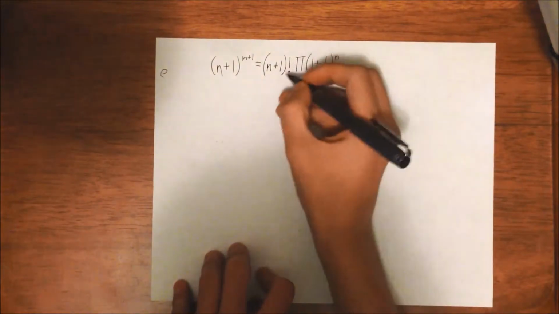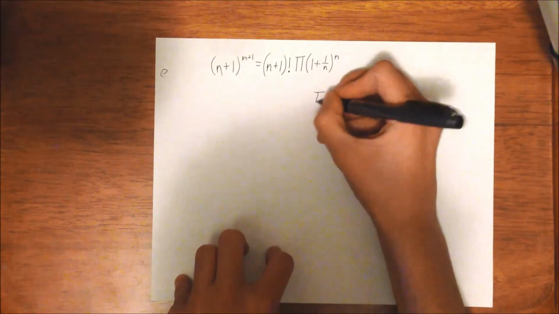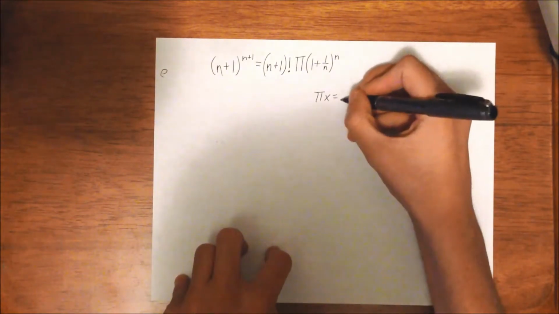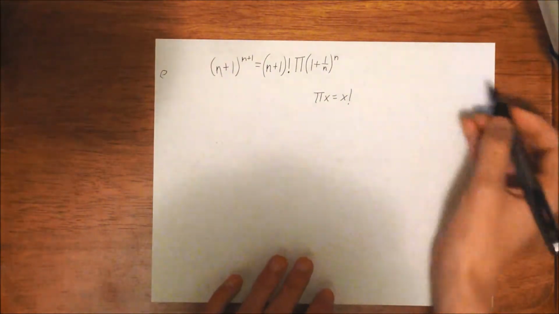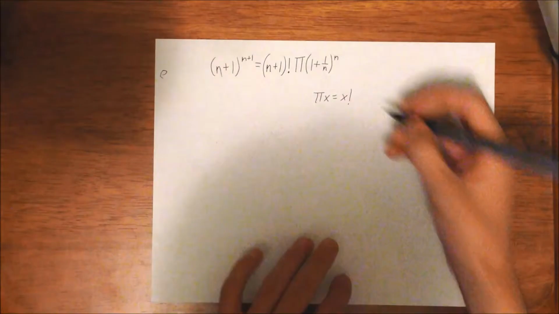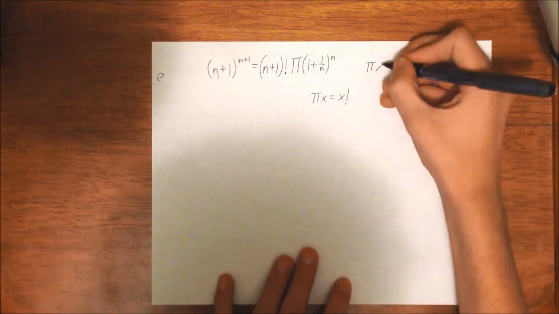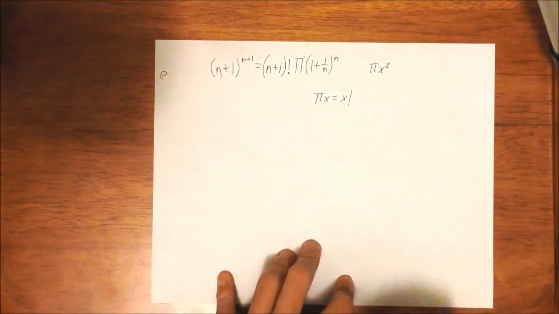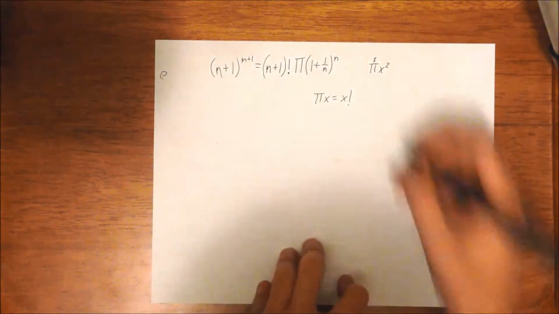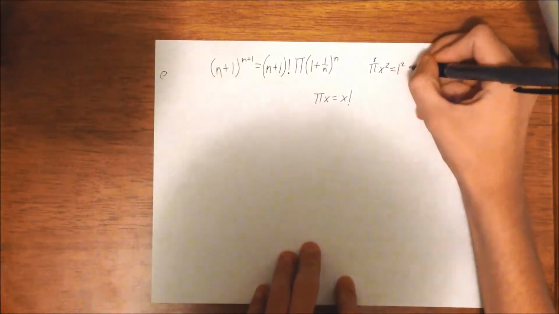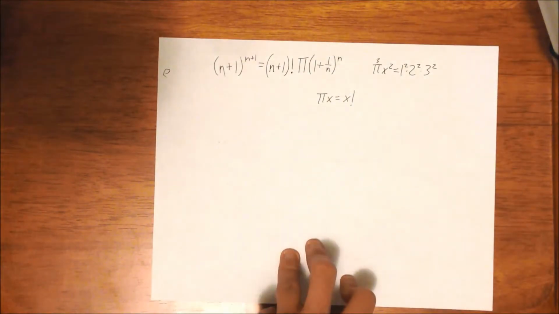Okay, the first step is to realize that the capital pi of x is equal to x factorial. Capital pi is just the product of a sum. So if you have the capital pi of x squared the whole way to 3, that's going to be 1 squared times 2 squared times 3 squared.